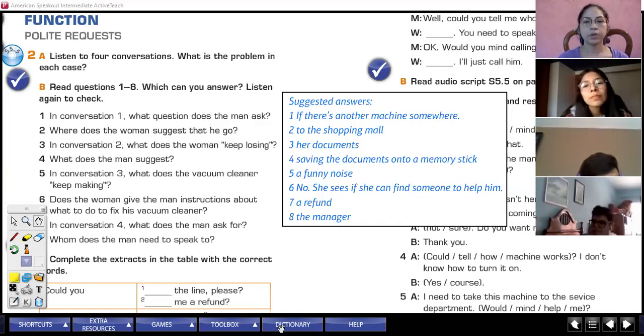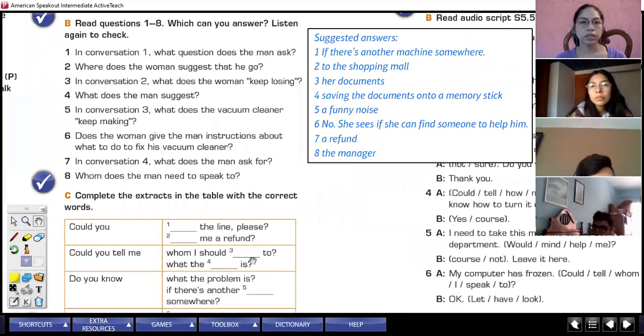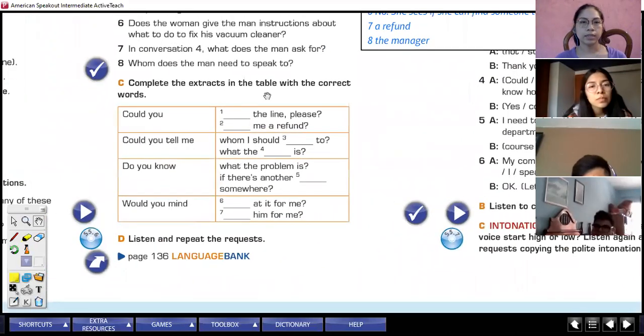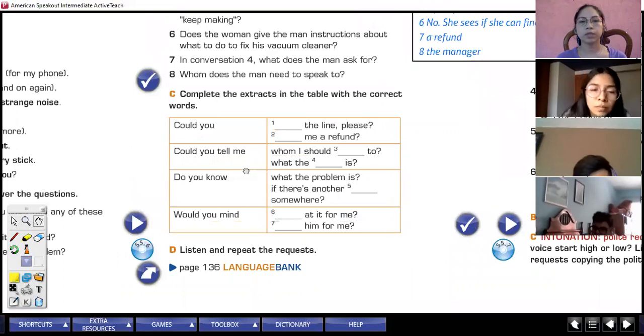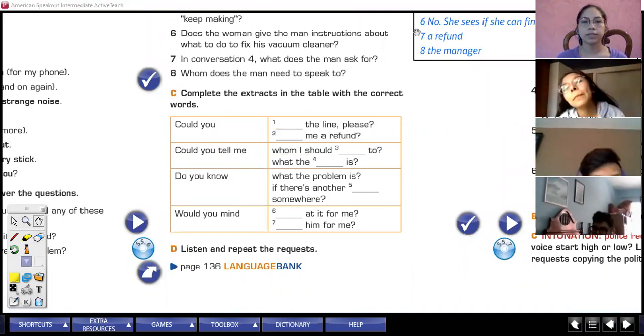There you go. Okay, here we present some examples of problems and solutions. That's the vocabulary that we are going to check today. And here it says, complete the extracts in the table with the correct words. Those are the different phrases that we can use when you have a problem and you need some help, okay? So help me to complete these phrases from the text.